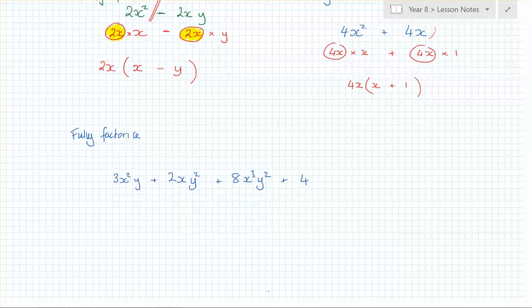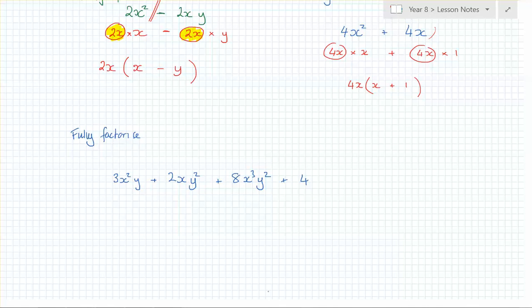Okay, well here's the thing. First of all, you look at the numbers. 3, 2, 8, 4. Is there any common factor in 3, 2, 8, 4? If it was 2, 8, 4, yes. You guys are smart enough with your multiplication tables to know what the factors of 2, 8 and 4 would be. That would be 2. But you also know that 3 is not 2. Therefore, there is no common factor in 3, 2, 8 and 4.